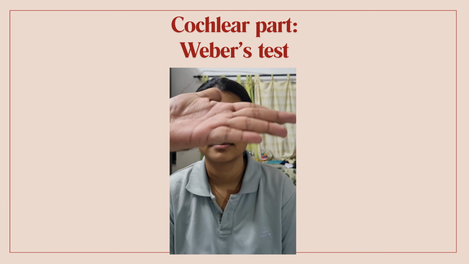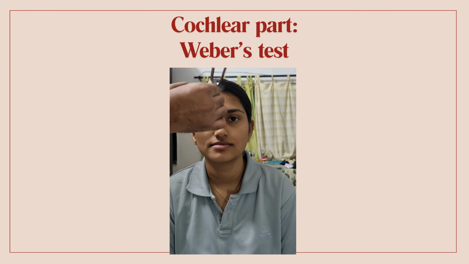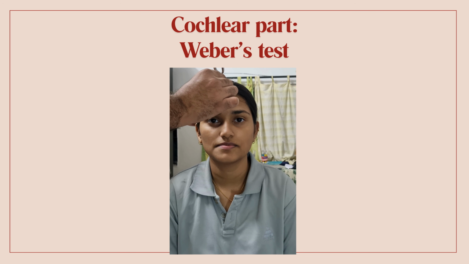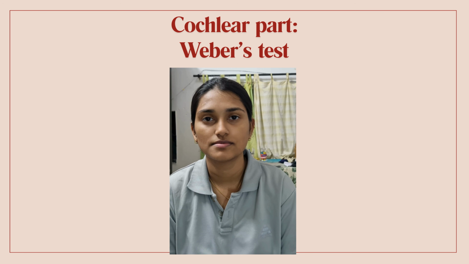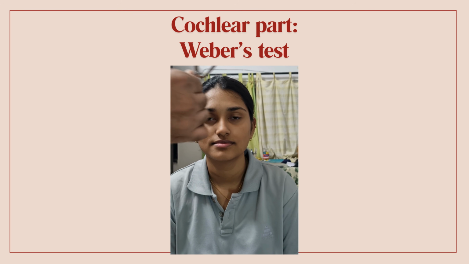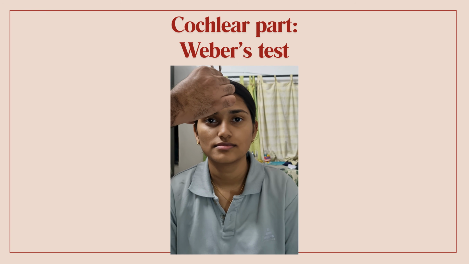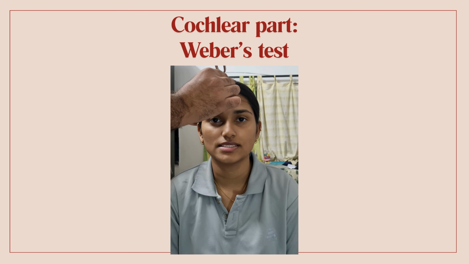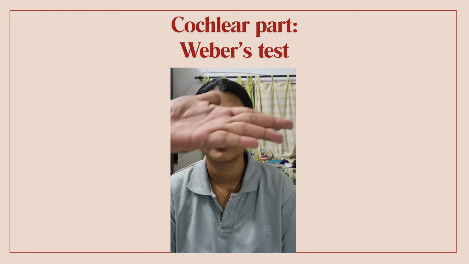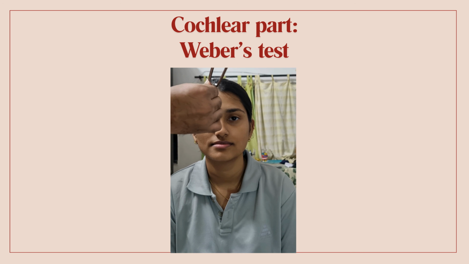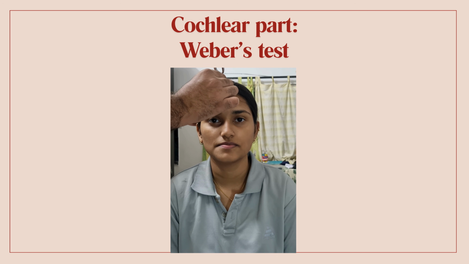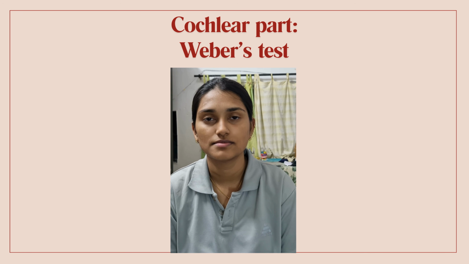Now, the Weber's test. Place the vibrating tuning fork at the midline and ask the patient where they hear the sound. In a typical conductive hearing loss, the sound lateralizes towards the affected ear. In a typical unilateral sensorineural hearing loss, it lateralizes towards the better hearing ear. The vestibular component can be assessed further through appropriate balance and eye movement examination depending on the clinical presentation.